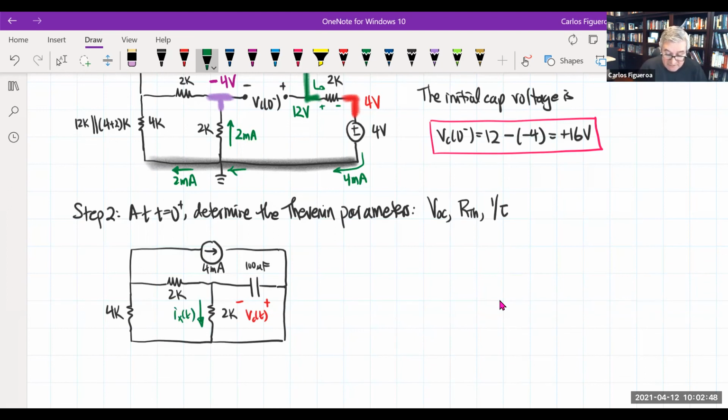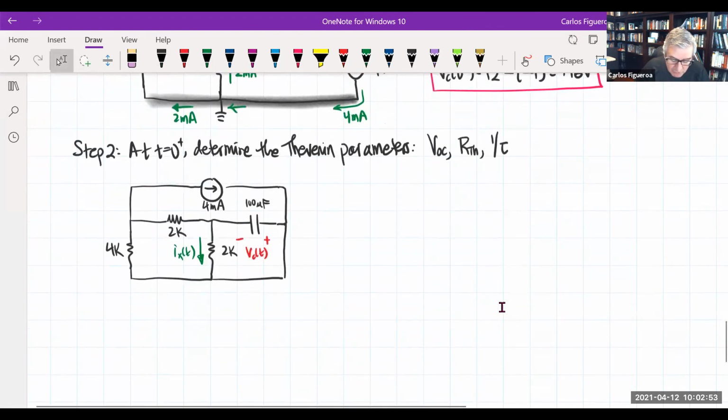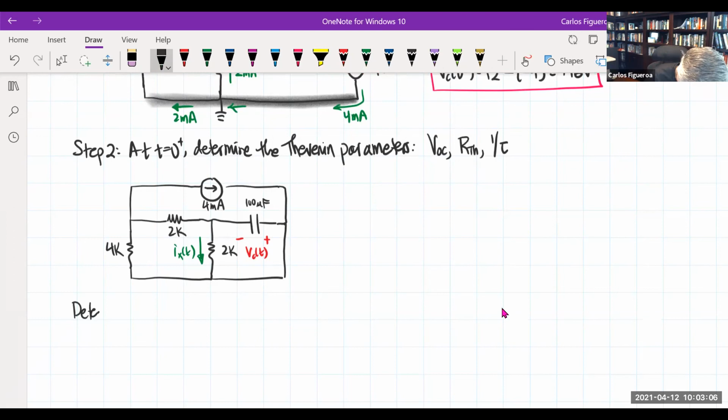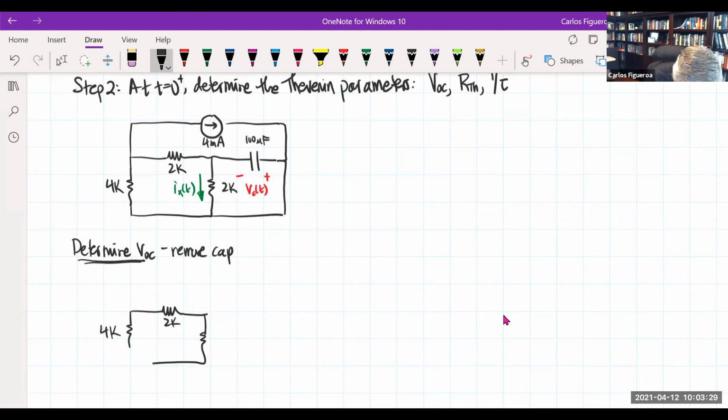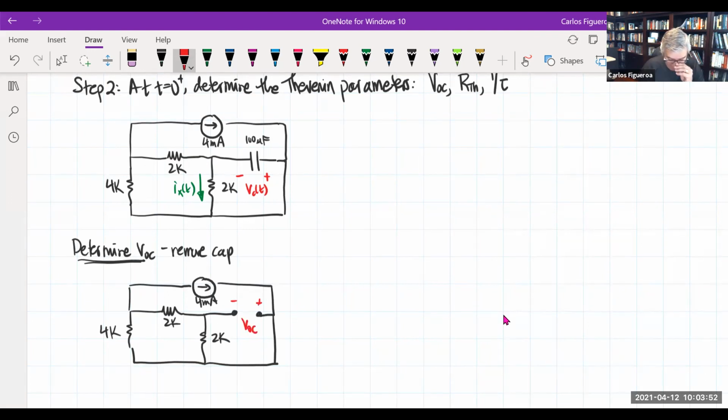So let's get started. First thing I'm going to do here is I'm going to open the current source. Oh no, sorry about that. I'm going to remove the cap and then solve the problem. So I'm going to determine VOC first. So I now remove the cap. Then my circuit looks like this here. It actually looks very similar to our previous circuit. Here's a 4K, 2K, 2K, and then I have my current source. I think I'm going to leave it like this. And according to what we've been seeing, I'm going to call that VOC.